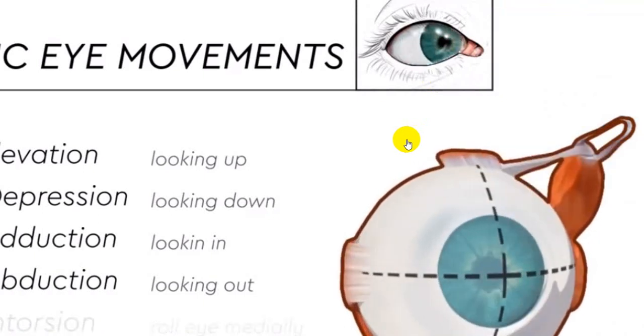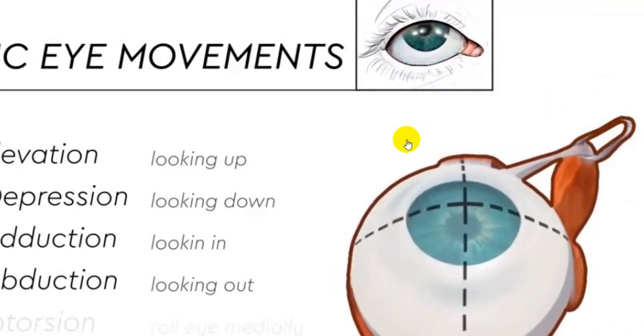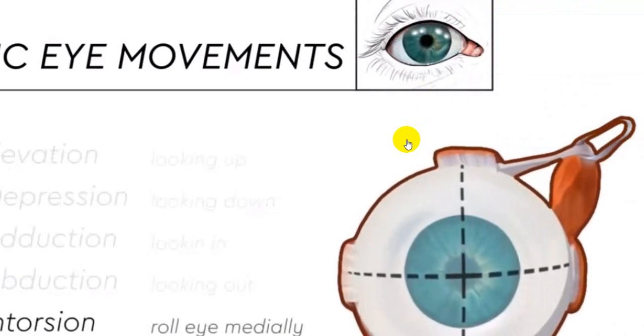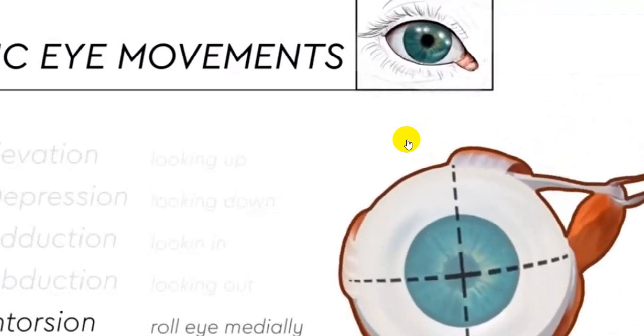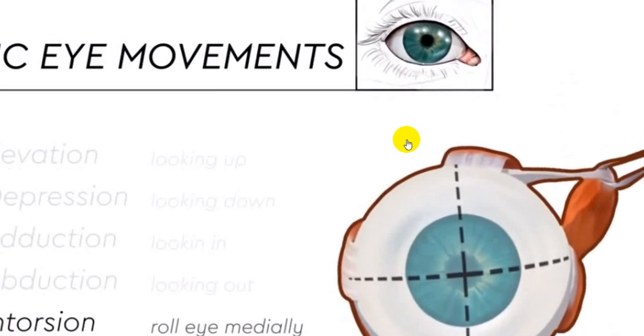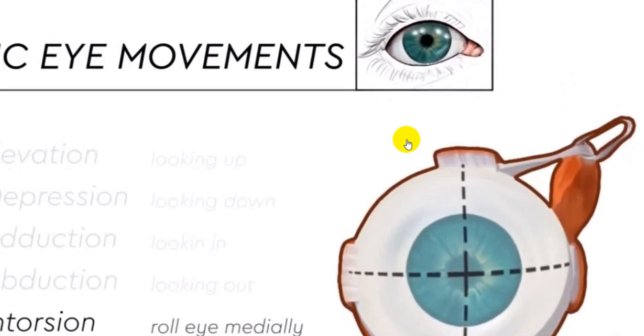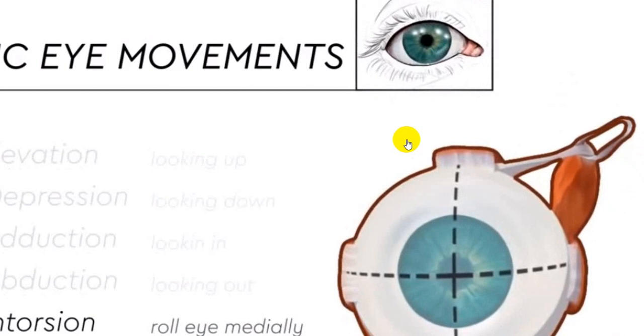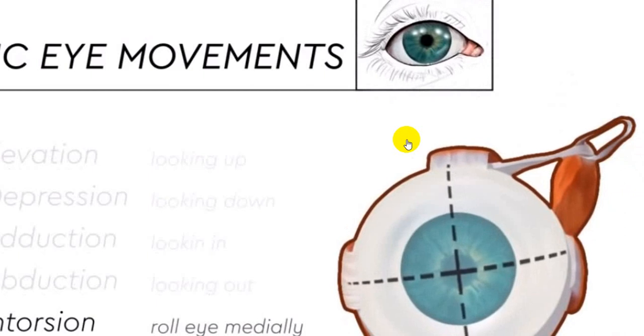The first 4 of the basic eye movements are relatively intuitive and easy to understand. The last 2, intorsion and extorsion, are a little bit trickier and may or may not be assessed in a basic eye examination. Nevertheless, it's important to understand what these terms mean and why they are necessary for proper eye positioning.